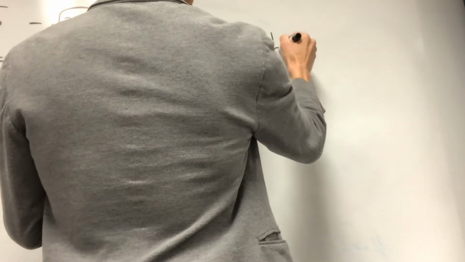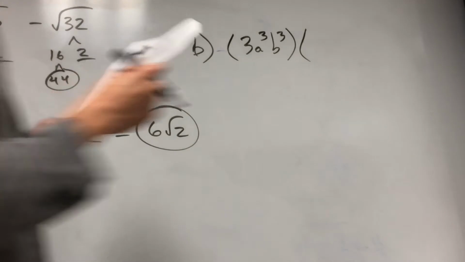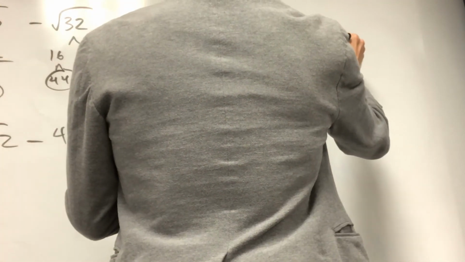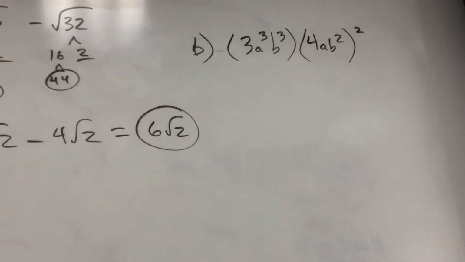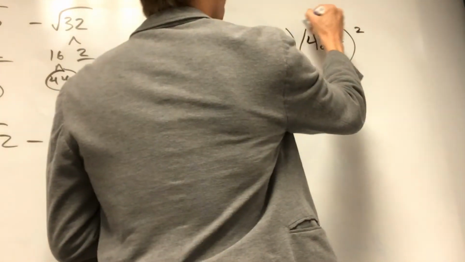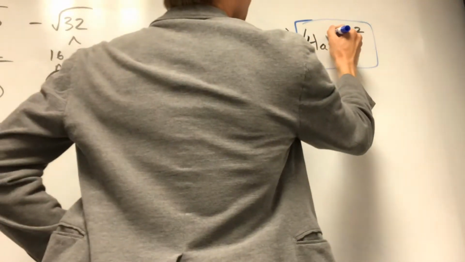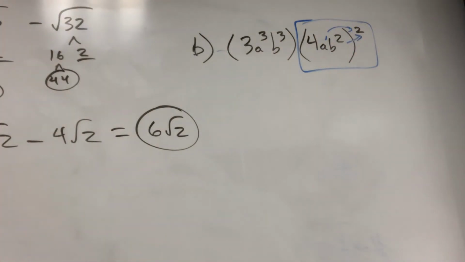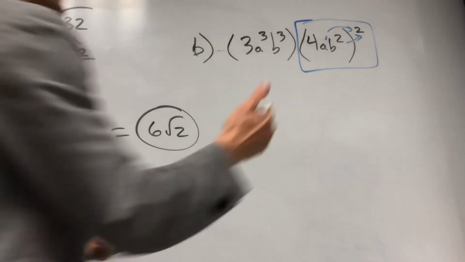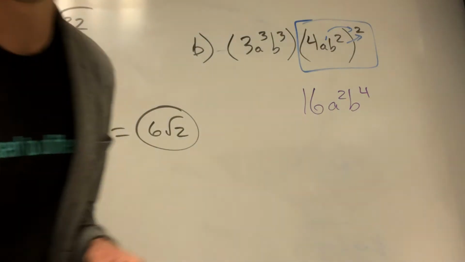3. It's just like class, you can't see anything. 3: a to the third, b to the third, times 4ab squared, all of it squared. All right, something you might have seen in Algebra 2. I need to work with that first. So I'm going to square everything. That is a to the first. A power to a power means you multiply the powers together. That is going to be 16 a squared b to the fourth.